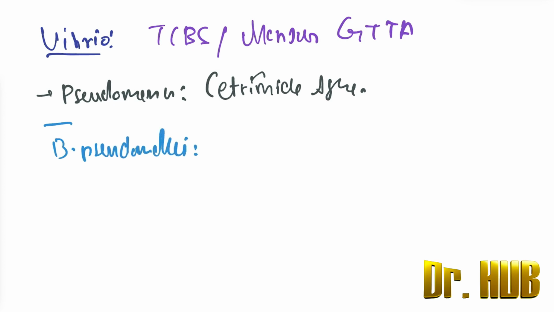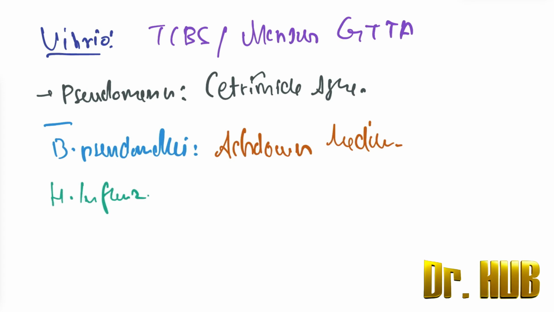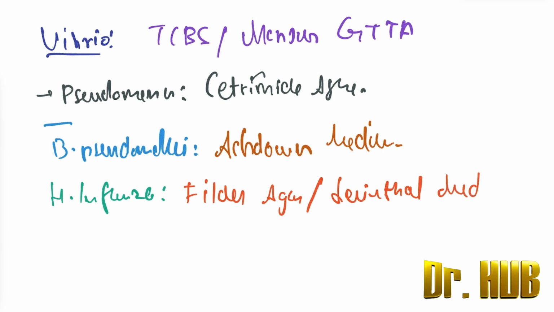Next we look at Burkholderia pseudomallei. It contains the Ashdown medium. And let's look at H. influenzae. The culture medium includes the Fildes agar as well as the Levinthal medium.